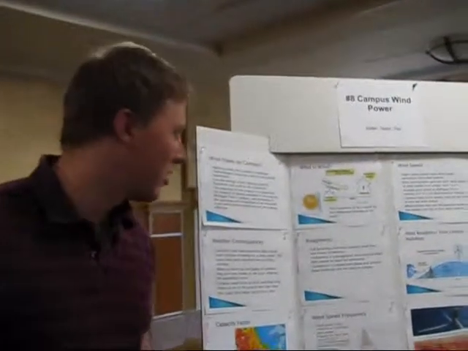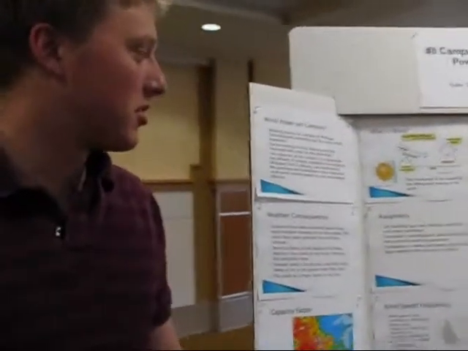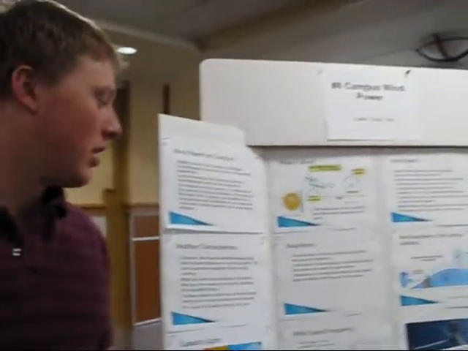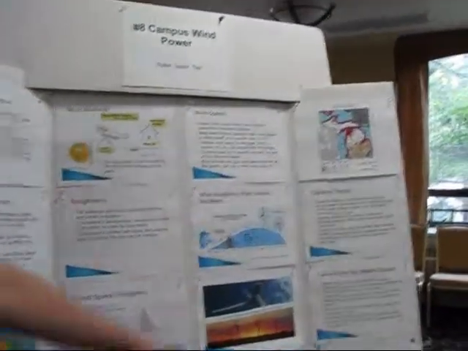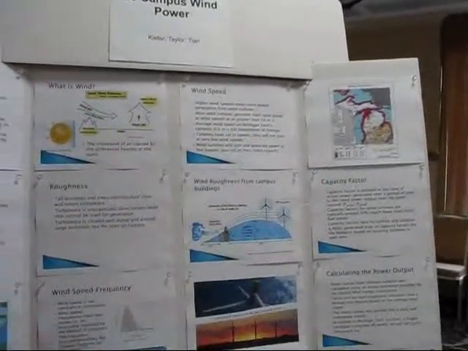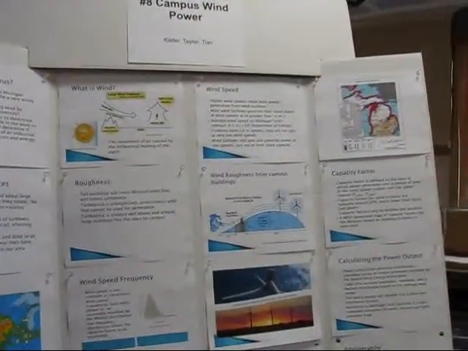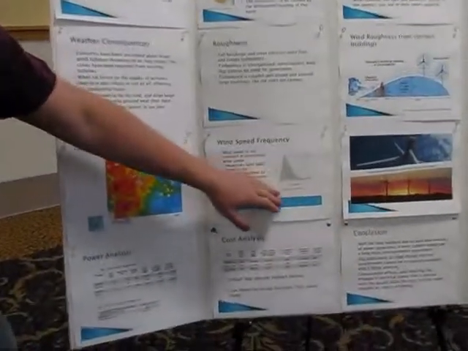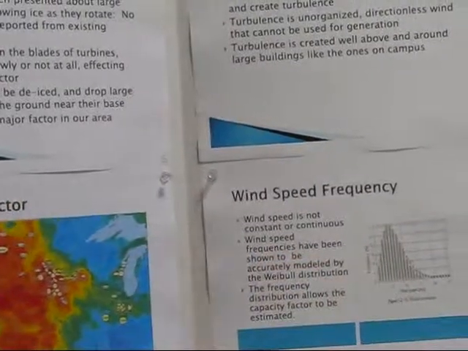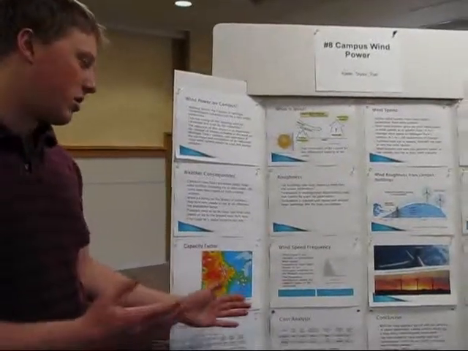Alright, we did campus wind power. Basically the project was to determine if it would be useful to put a wind turbine on Michigan Tech's campus. So we determined through these typical maps of average wind speeds and power density how much power we could actually get from a wind turbine. Down here are charts of frequency of wind speeds, and typically we're in the lower end of what's ideal for a wind turbine. So you could get power out of it.